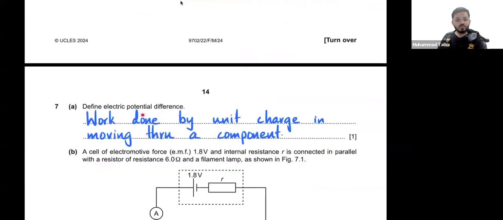7A, define electric potential difference. Again, this is something we've been doing for quite some time now. Work done by a unit charge moving through a component, or you can give the energy counterpart to this definition, which is that this is the electrical energy transferred per unit charge from electrical to non-electrical forms, right? That's what you would also write.